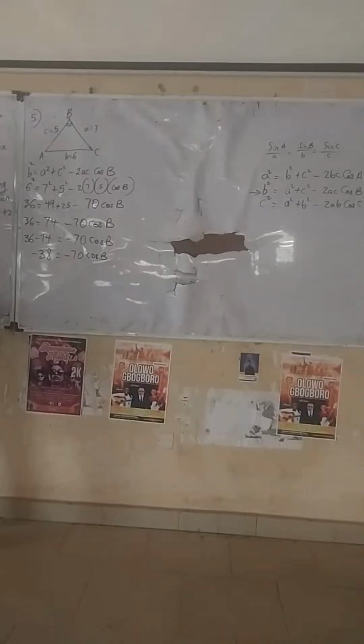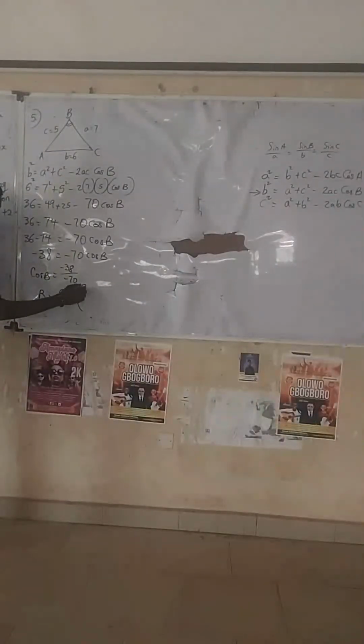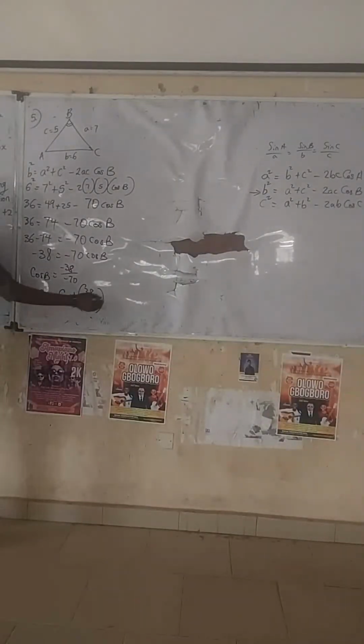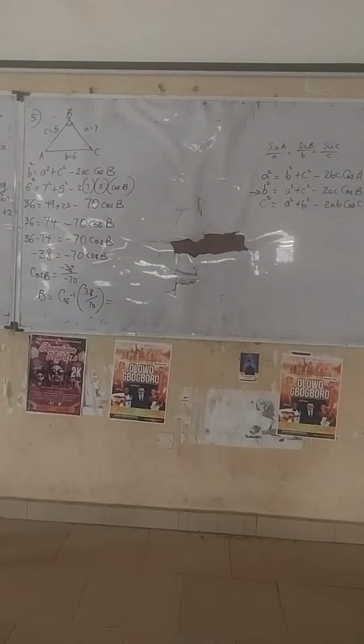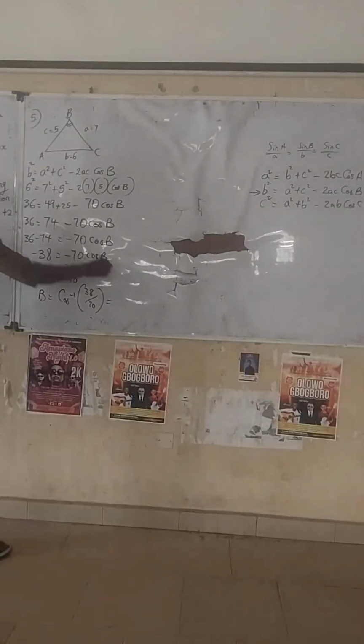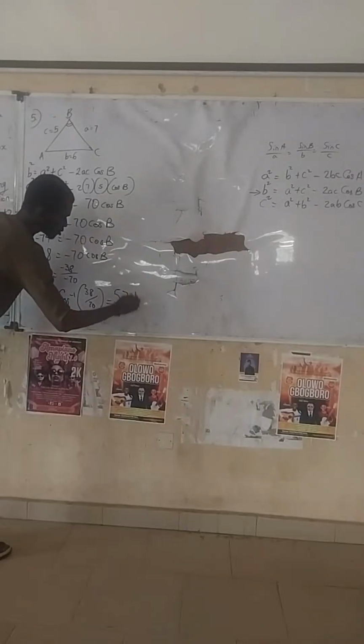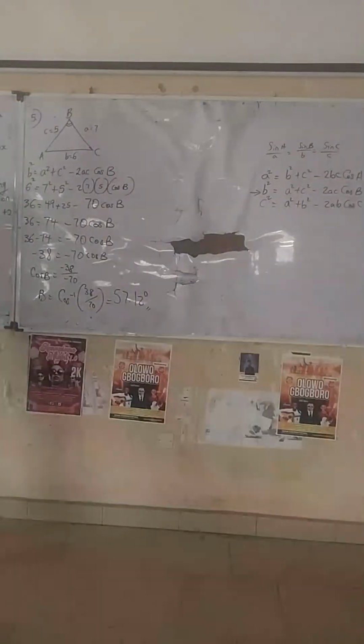Dividing both sides by minus 70 so that I can get cos B equals minus 38 over minus 70. Then how do we get B? B is arc cos of 38 over 70, since minus minus becomes plus. So I'm looking for arc cos of this to get B. What's our value for B in 2 decimal places? 57.12 degrees.